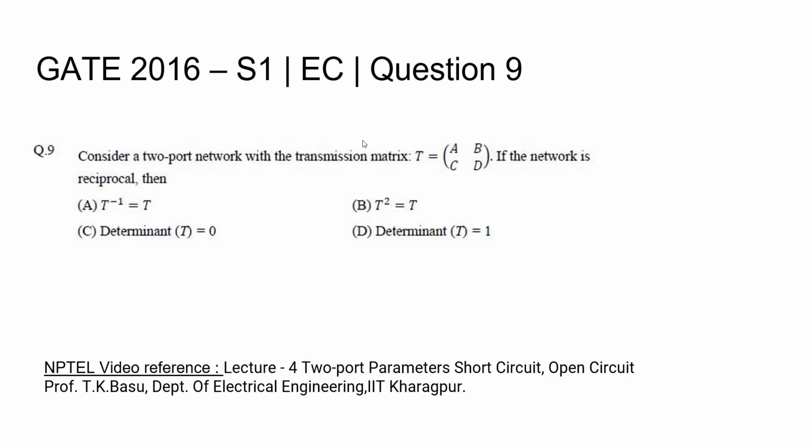Question 9. Electronics and Communication Engineering, GATE 2016 Set 1. Consider a two-port network with transmission matrix T equal to A, B, C and D. If the network is reciprocal, then option A, T inverse is equal to T. Option B, T square is equal to T. Option C, determinant of T is 0. And option D, determinant of T is 1.